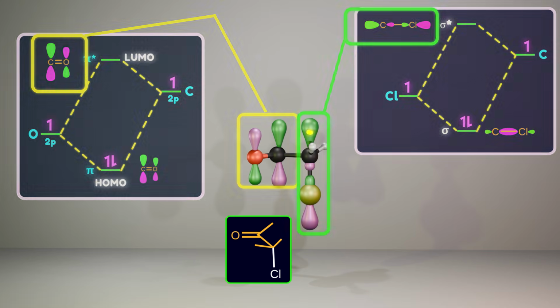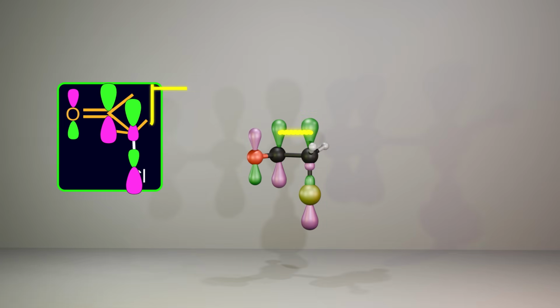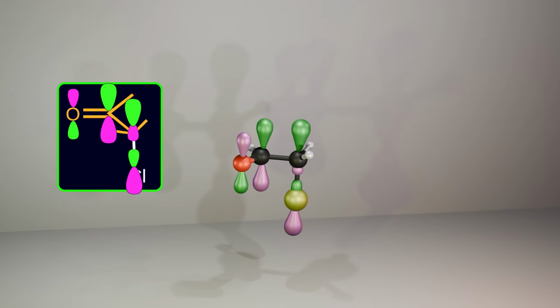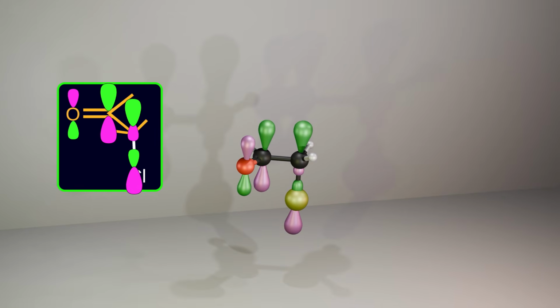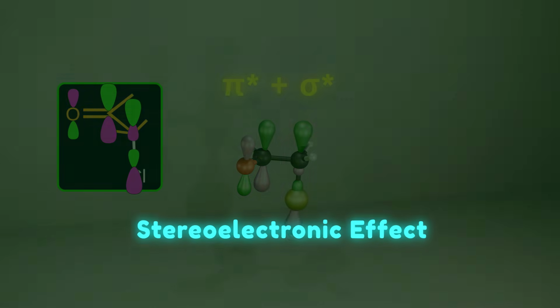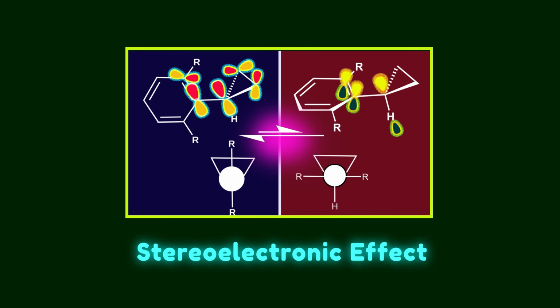What happens here is that the LUMO orbital of the carbonyl group and the anti-bonding orbital of the C-Cl bond are in the same phase, so they have a constructive interaction. In other words, they combine with each other to create a new molecular orbital. We can show this combination as pi star plus sigma star orbitals. This overlap between orbitals is only possible when the C-Cl bond is perpendicular to the carbonyl group. This kind of orbital interaction is called stereoelectronic effect. If you want to know more about this concept, check out this video to understand orbital interactions at a deeper level.